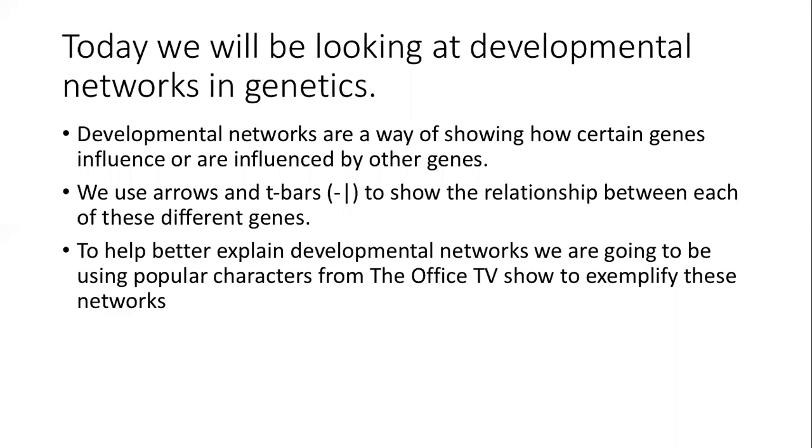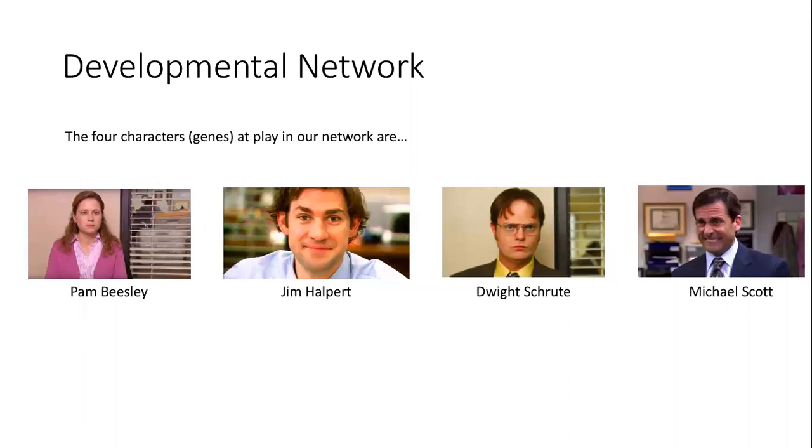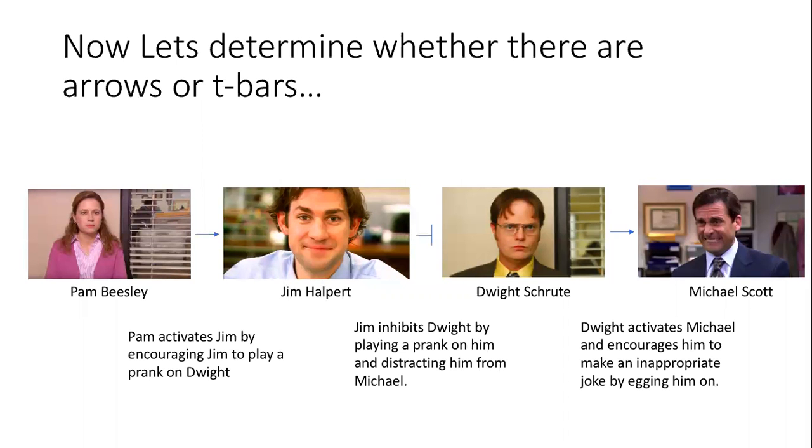To help better explain developmental networks, we are going to be using popular characters from the Office TV show to exemplify these networks. There are 4 characters we will be using in our network today. The first is Pam Beasley, the second is Jim Halpert, the third is Dwight Schrute, and the fourth is Michael Scott. Now we are going to determine whether the characters have arrows or T-bars between them.